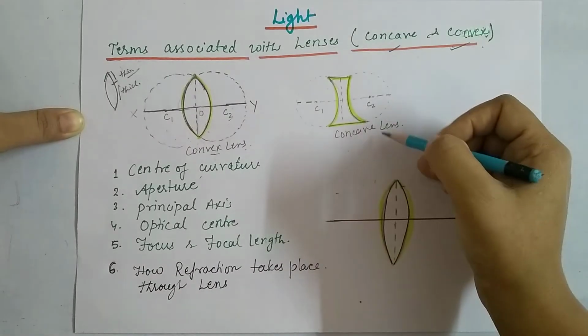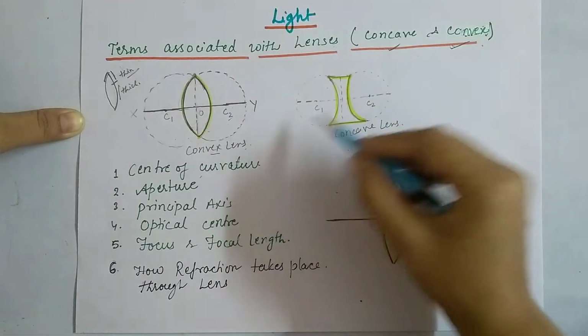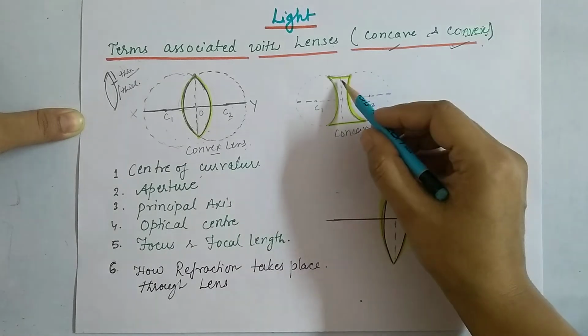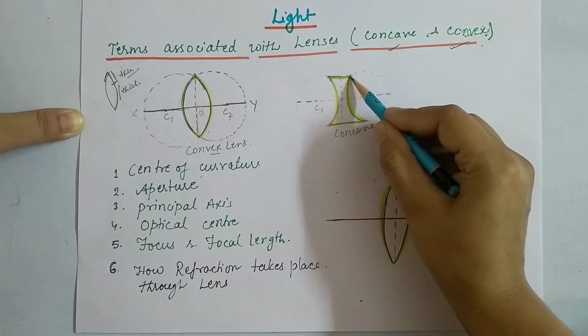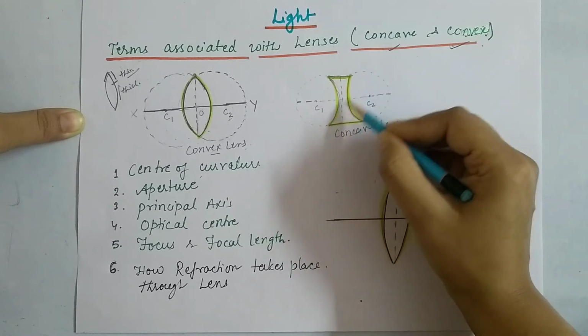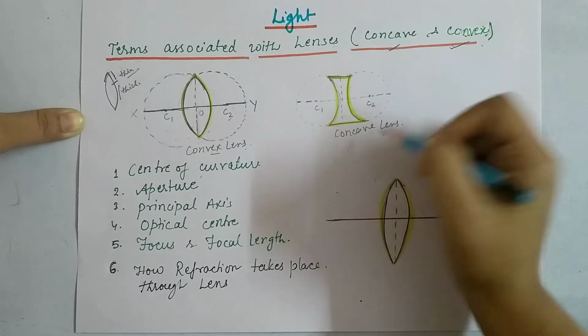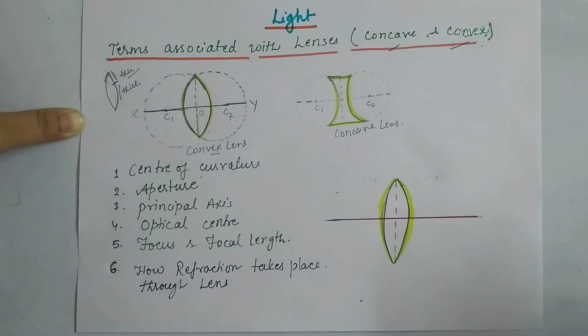And how will you identify the concave lens? Opposite to the convex lens, these lenses are much thicker in their apex part but thinner in their middle part. So that is your concave lens, and you will identify it by touching. If the lens is thinner in the middle part, then it will be a concave lens, and if it's thick, then it will be a convex lens.